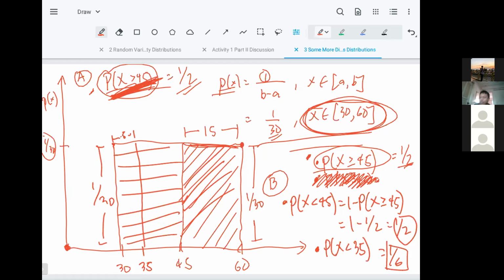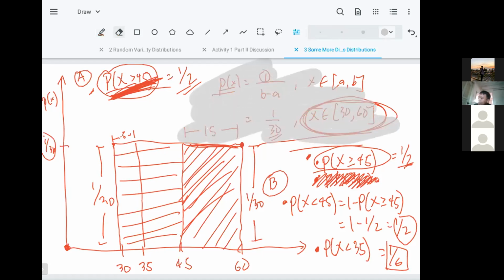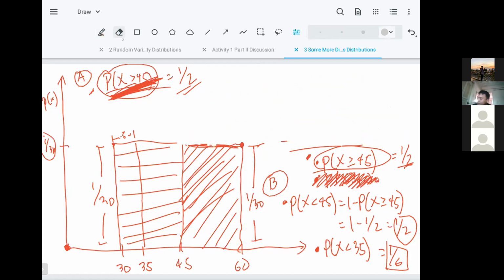Sige nga, sample question. Masyado nang madumi. Wait. What's the probability na lang na x is greater than 50? Can anyone answer that? Probability that Lebron's commute time will be greater than 50. Bakit 1/3? Kasi ang width ko ay 10, ang height ko ay 1/30, 10/30, 1/3.